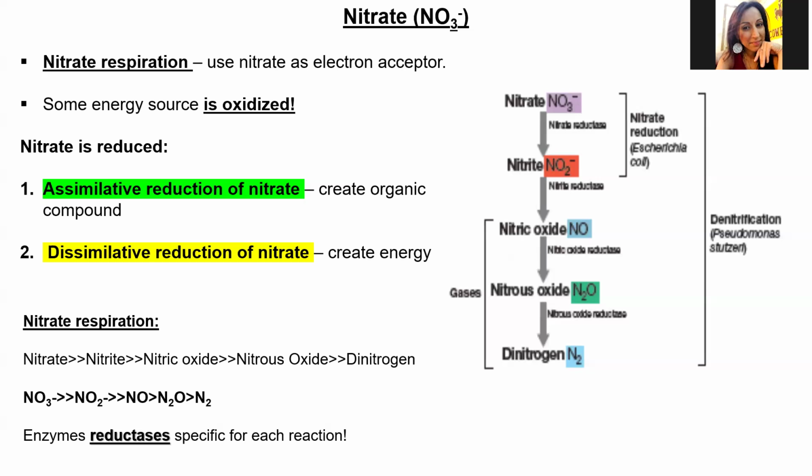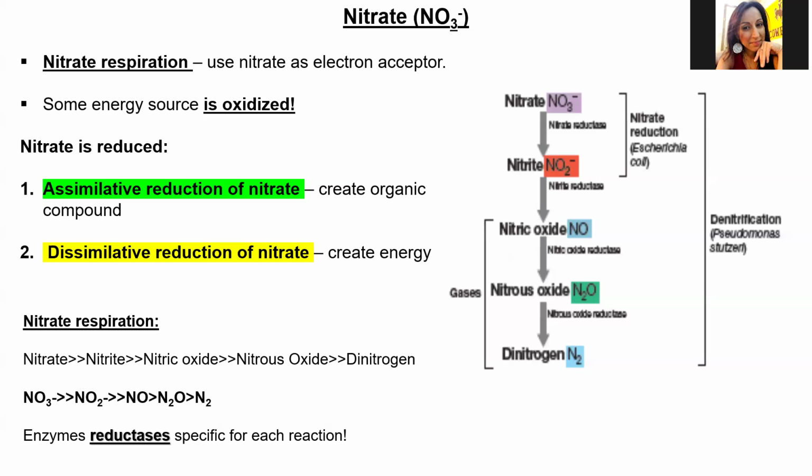If reduction of NO3 minus is dissimilative, that means the NO3 minus is required to create energy, to create proton motive force. On the other hand, if reduction of NO3 minus is happening for assimilative purposes, that means that reduction of this compound is generating certain organic molecules that are assimilated into the organism and used for biosynthetic purposes. And this nitrate respiration is going in the direction that is presented here.